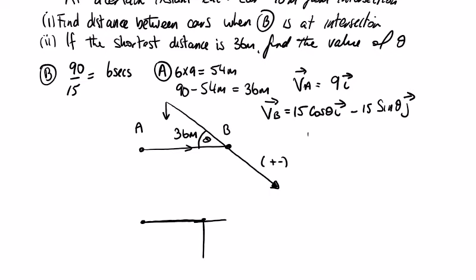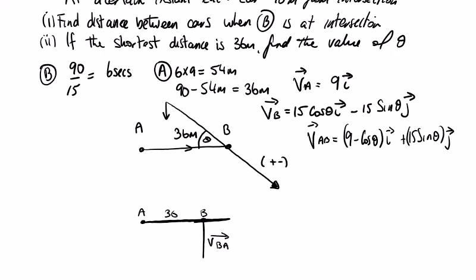So let's get the velocity of A relative to B. It's going to be 9 minus 15 cos theta times I minus 15 sine theta times J, so plus 15 sine theta times J. So the slope then of this line would be 0, I. We have A, we have 36, we have B. The velocity of B relative to A has to be that way.